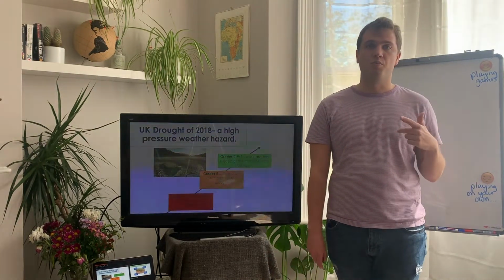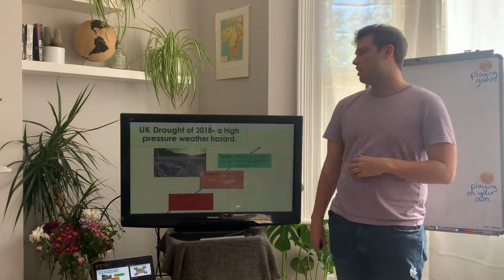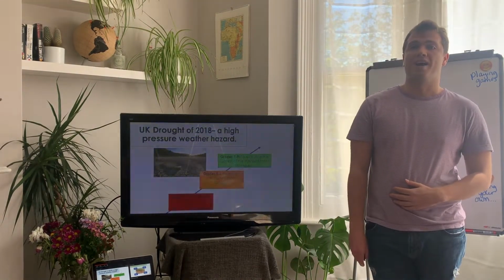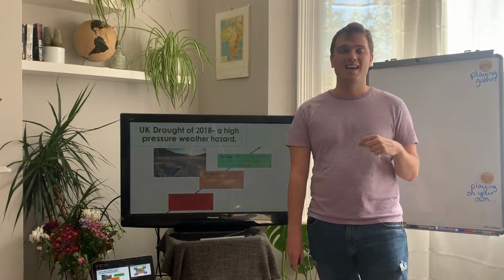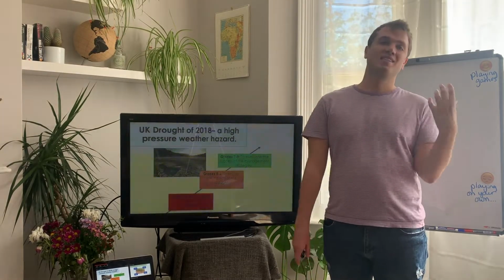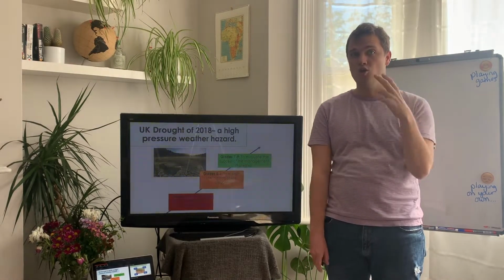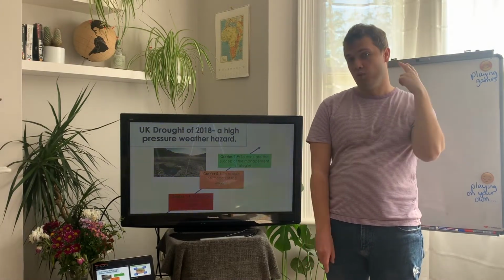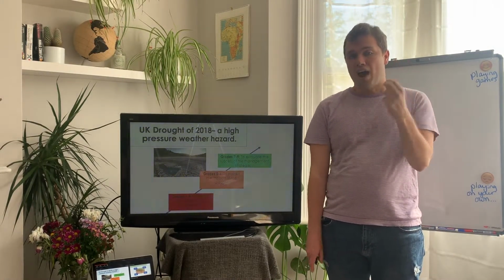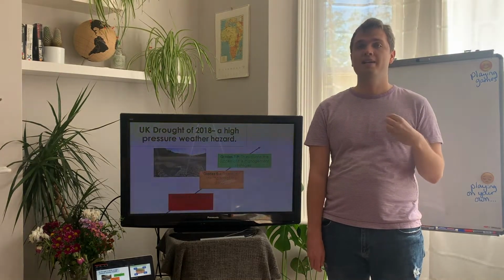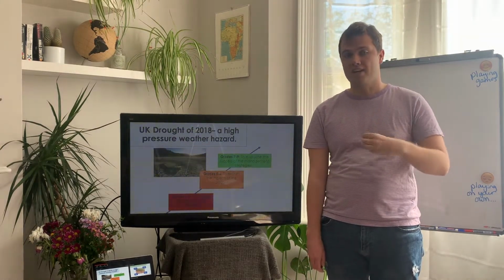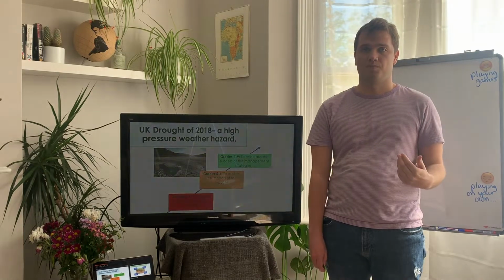So your title in your books today is UK Drought of 2018, a high pressure weather hazard. Can you please all write that in? Underline it with a ruler. This is a case study. This is a named example that you have to have. The spec tells us you need 2 named examples of weather hazards. So you have to know facts about this. So please make sure that you are writing and making good notes on this.